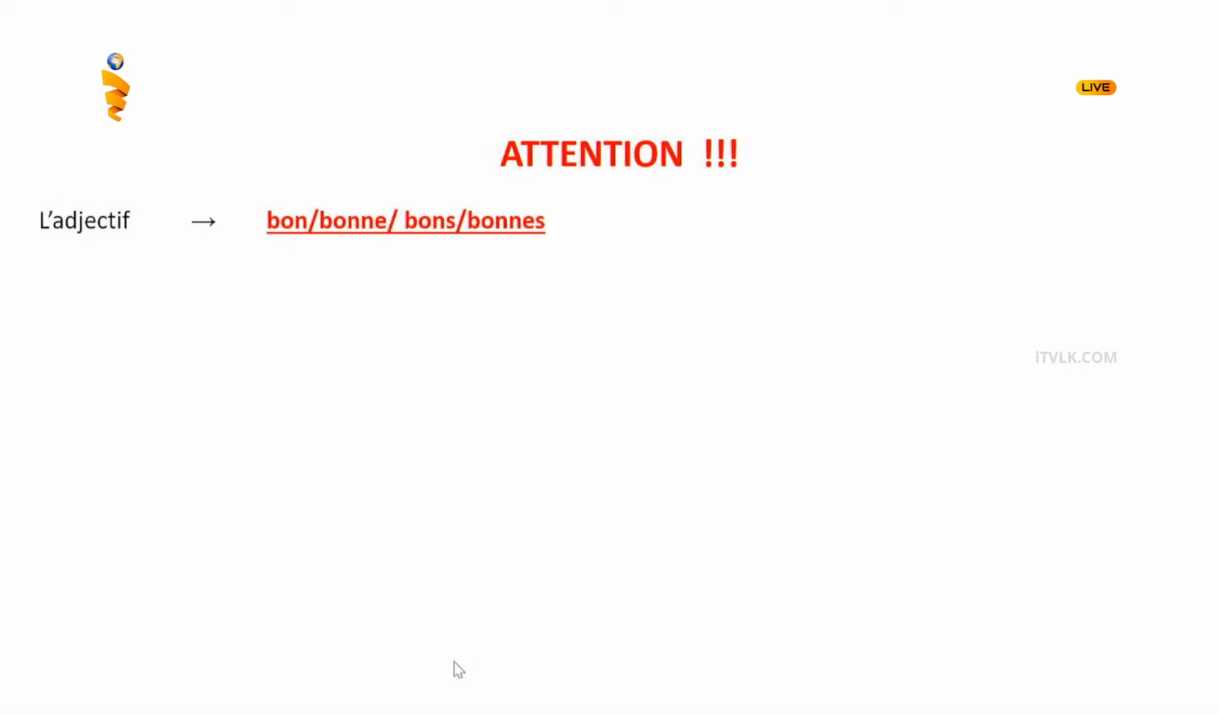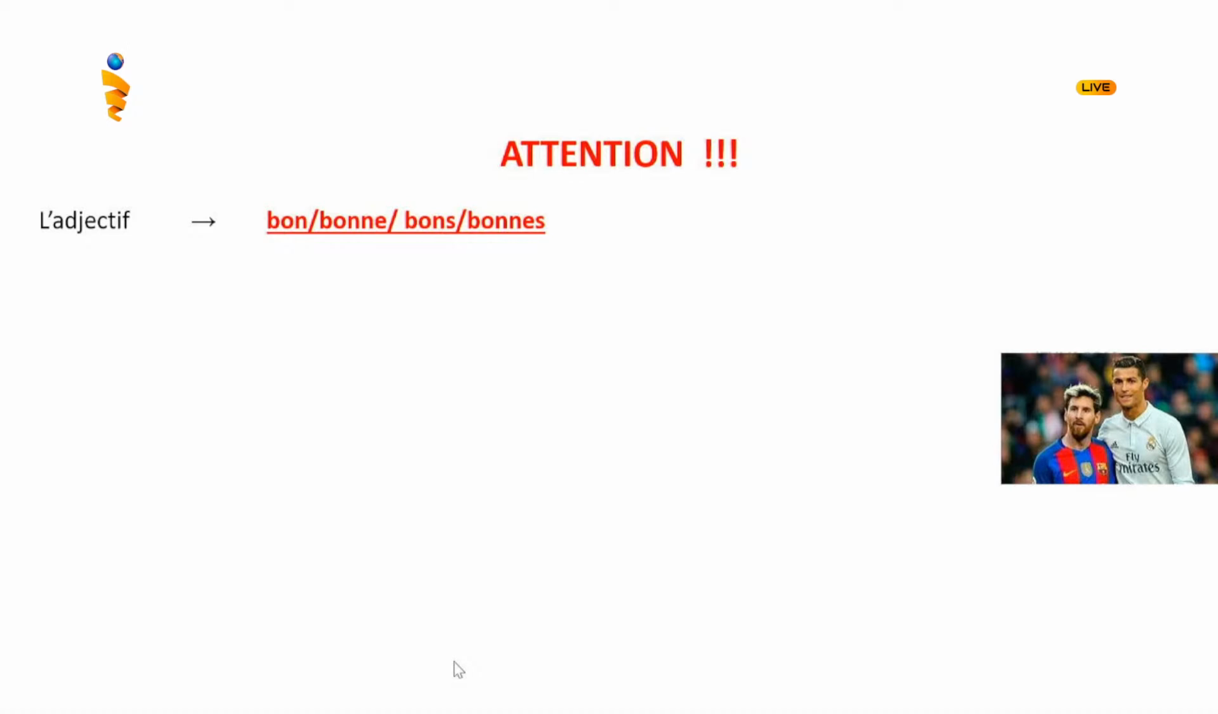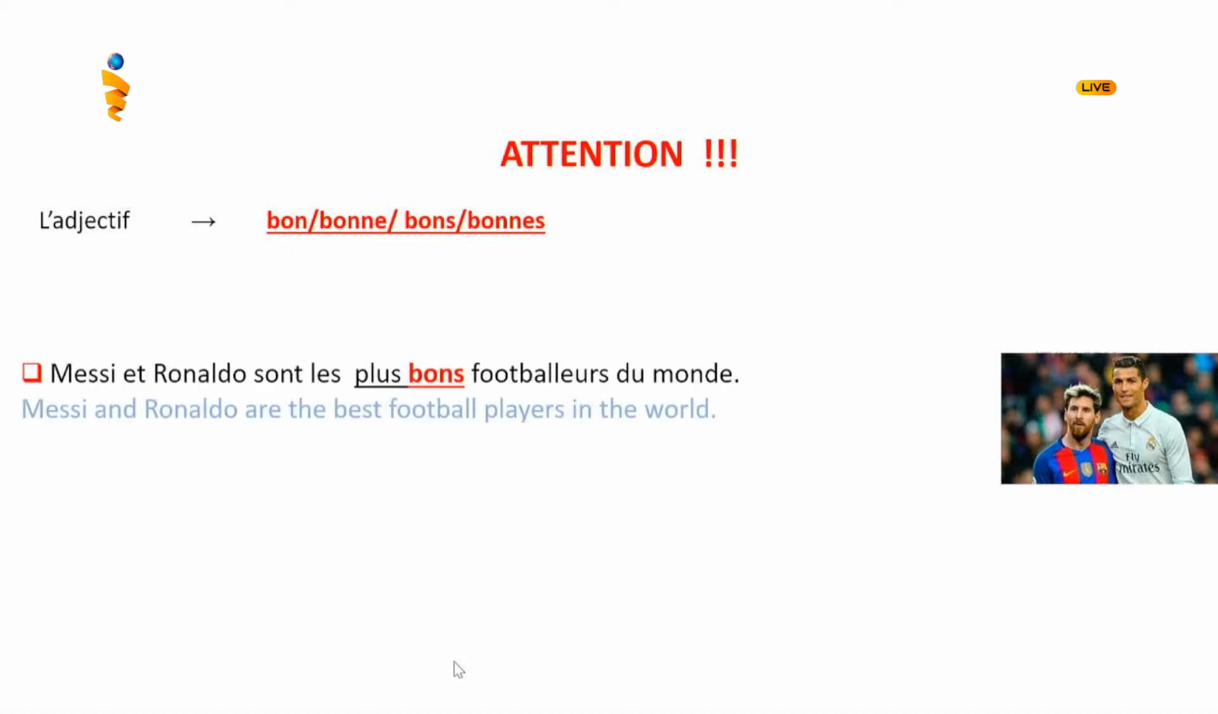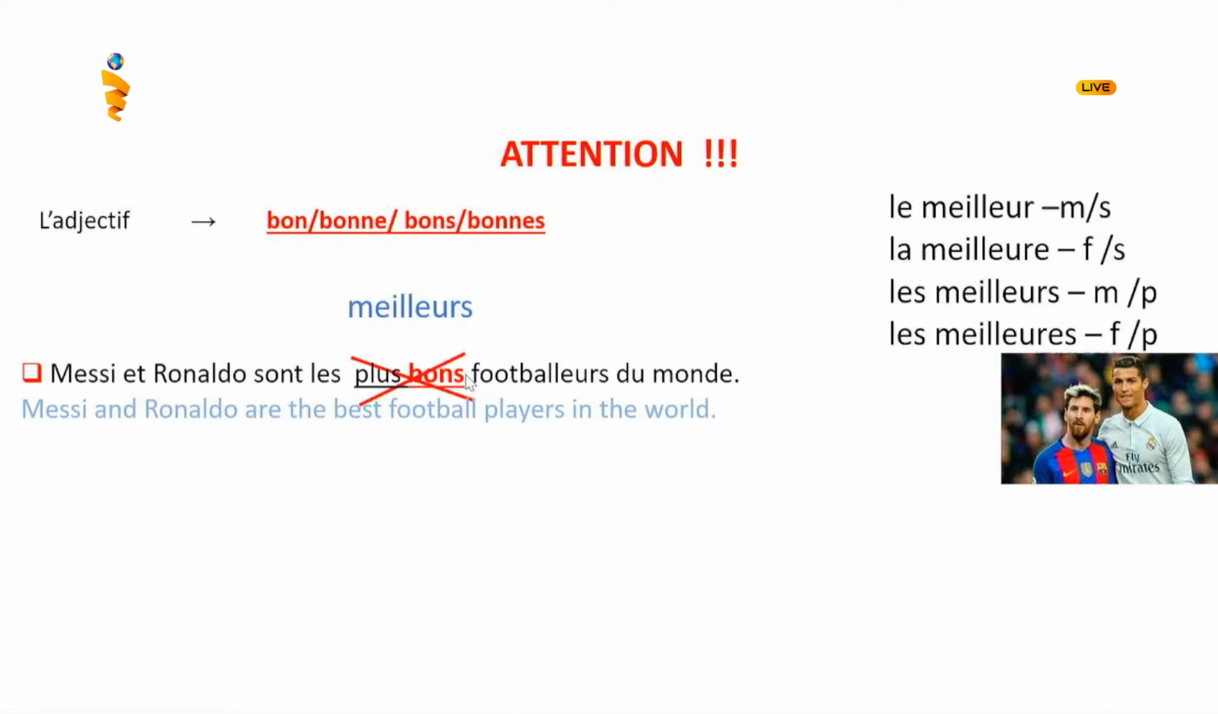That means even here, just like comparative, you have to be careful with bon. Can you remember plus bon became meilleur with comparative? Even here, I thought of comparing these two people, Messi et Ronaldo. Messi et Ronaldo sont les plus bons footballeurs du monde. So we know they are football players, the best football players in the world. Les plus bons, as with comparative, it didn't match, so we have to use meilleur. Even here, the same rule you have to follow. Plus bon becomes meilleur. Best football players in the world.